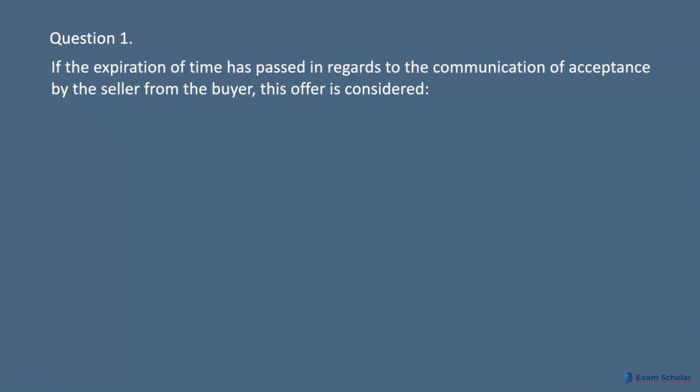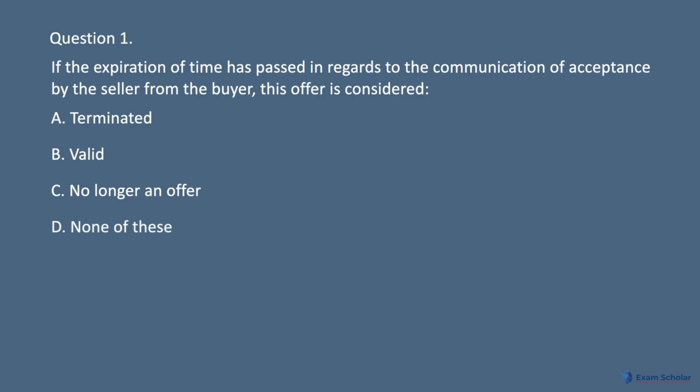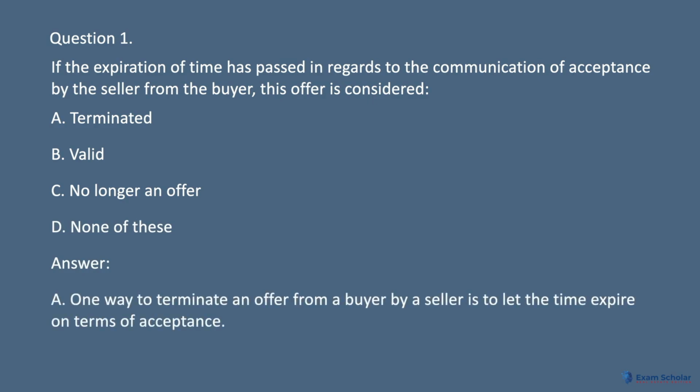Question 1. If the expiration of time has passed in regards to the communication of acceptance by the seller from the buyer, this offer is considered A. Terminated. B. Valid. C. No longer an offer. D. None of these. Answer A. One way to terminate an offer from a buyer by a seller is to let the time expire on terms of acceptance.